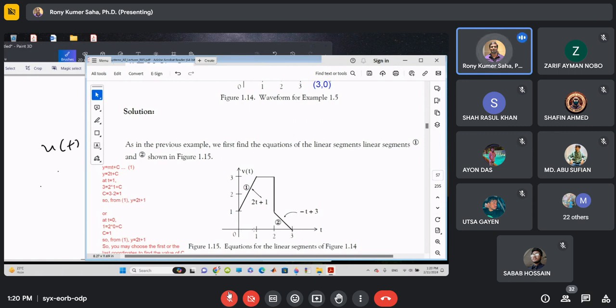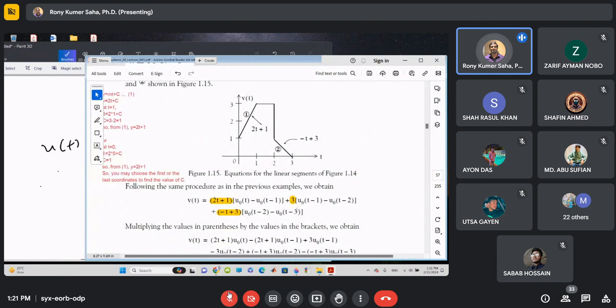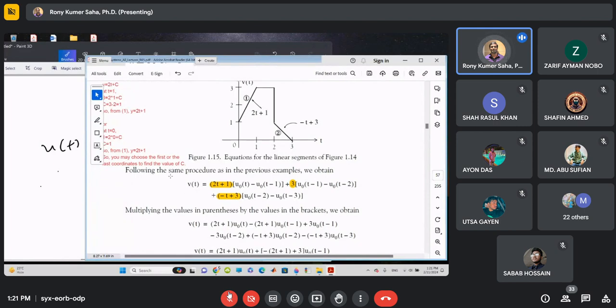So we can now represent it as u(t minus 1) multiplied by this, and then u(t minus 1) minus u(t minus 2), where this value is a fixed constant. And then u(t minus 2) minus u(t minus 3), multiplied by this here. So you can see the first values, second, and the third. This is your answer.